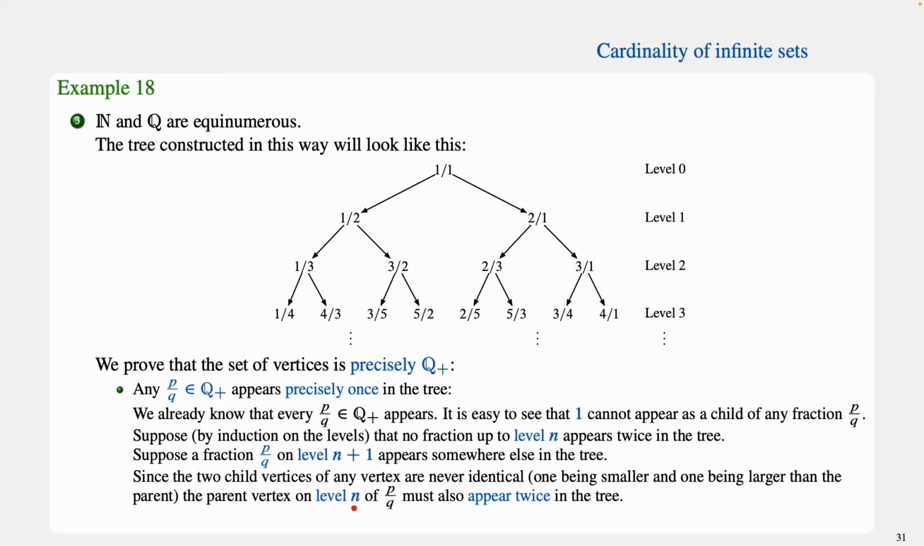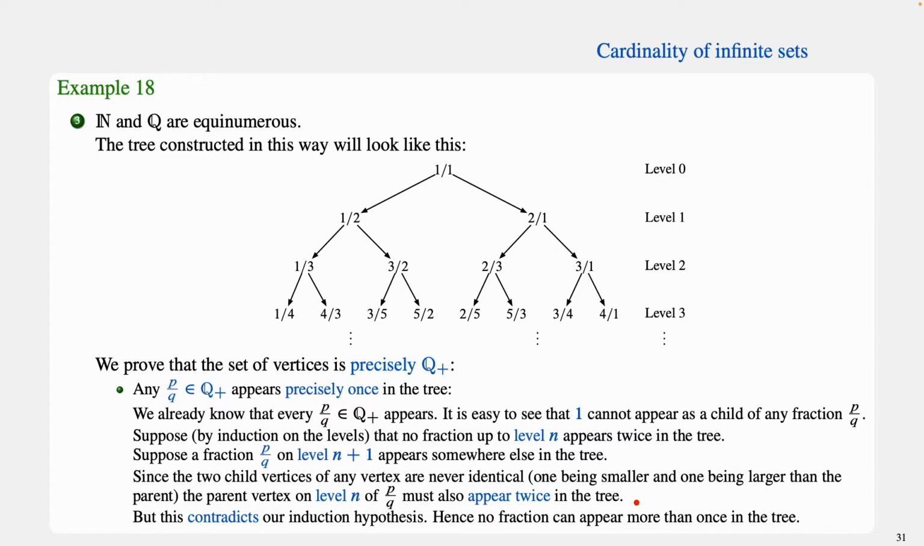So there's a parent vertex on level n of p over q, and this must also appear twice in the tree. Why is that? Well, depending on whether p is larger than q or smaller than q, p over q is a right or a left child of its parent, and that is true for every occurrence of p over q in the tree, simply from the construction rules for the tree vertices. And if we know it's a left child, or respectively if we know it's a right child, then we also know what the parent vertex would look like, again by the construction rule in the tree. So if we know that p over q appears twice, then we also know that its parent vertex appears twice. But the parent vertex appears at least once on level n, because we assumed p over q appeared on level n plus 1.